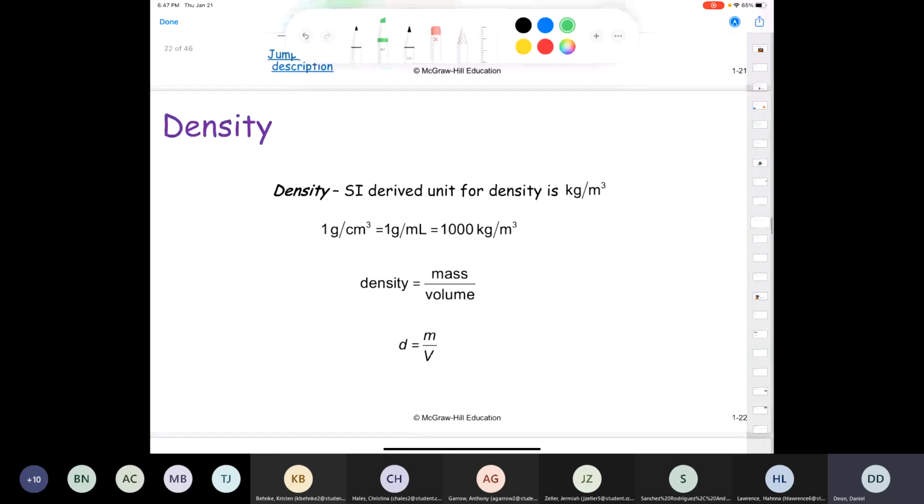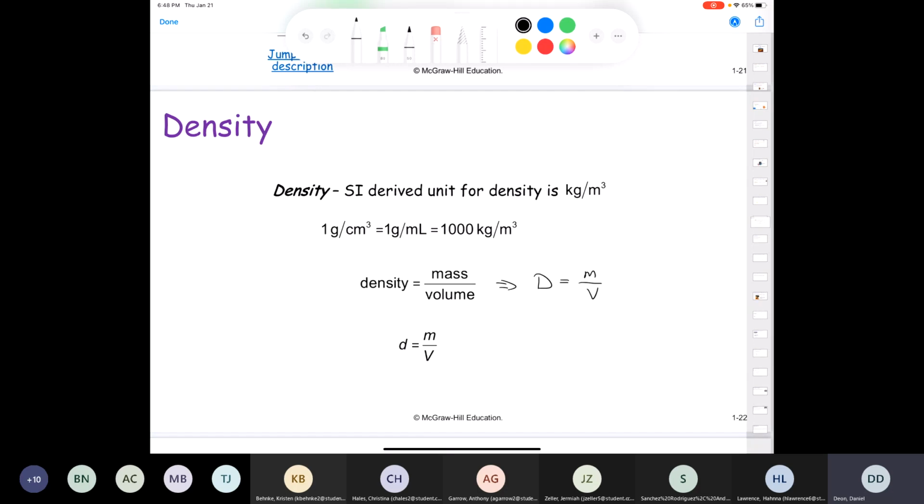All right, let's look at one more slide before we take a break for the evening until our next class, and we'll talk about density. And density is the measure of the amount of mass per unit volume. Some of you may have heard of the formula density is equal to mass over volume, which we sometimes abbreviate as D is equal to M over V.